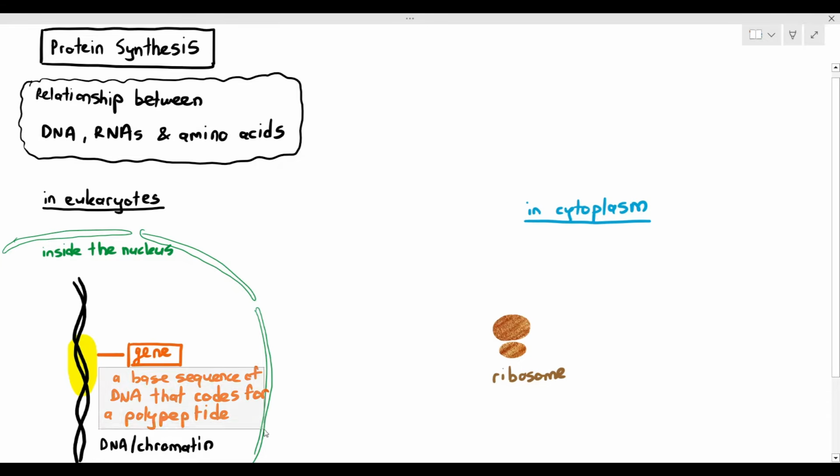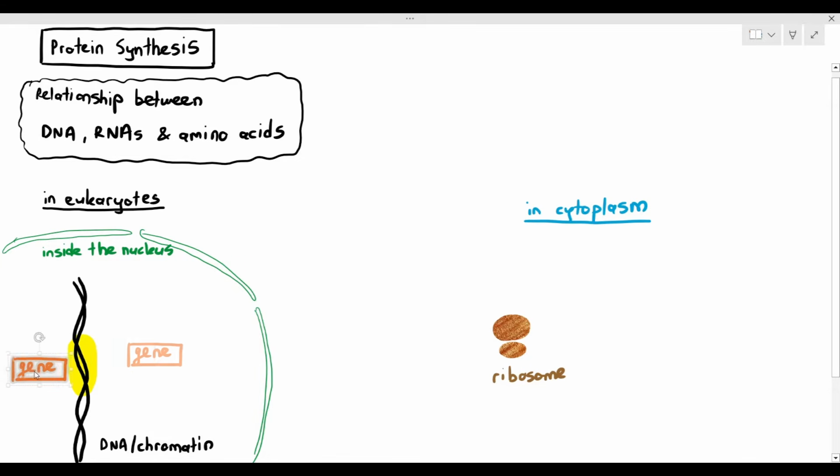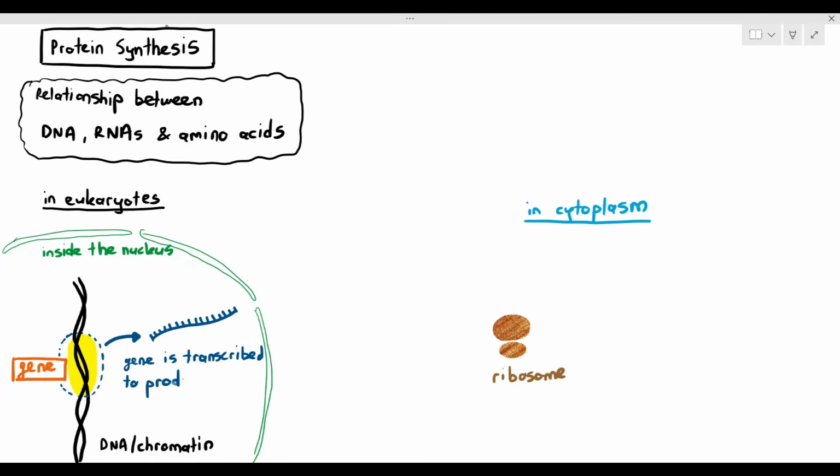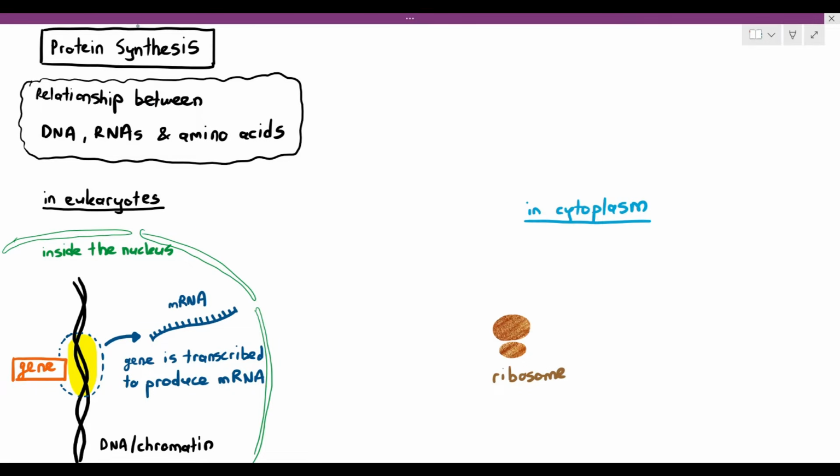So, how does the gene provide the information to the ribosome? It provides the information to the ribosome by first copying itself or transcribing itself to produce something called the mRNA. How this happens, we will look at it in the next video. But long story short, you can just basically say the gene is transcribed or copied to produce something known as an mRNA.